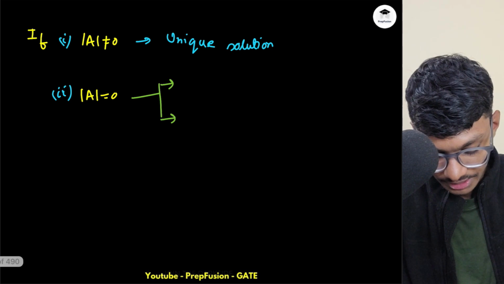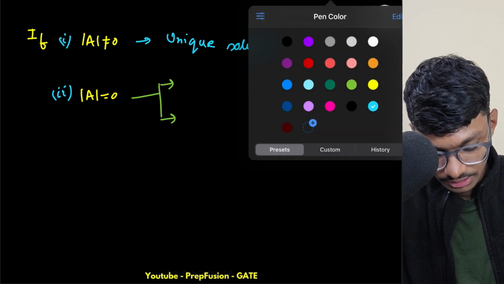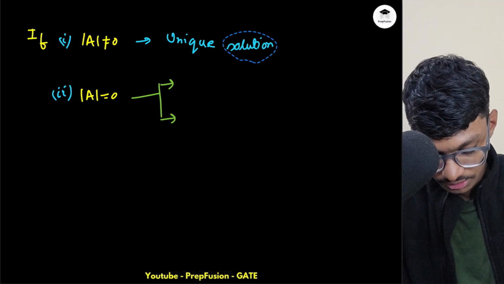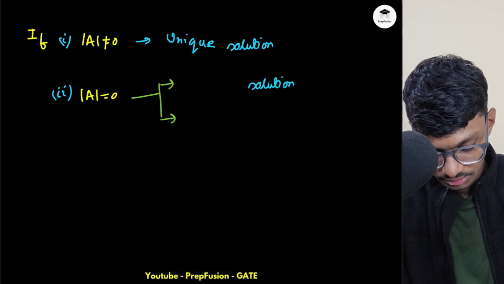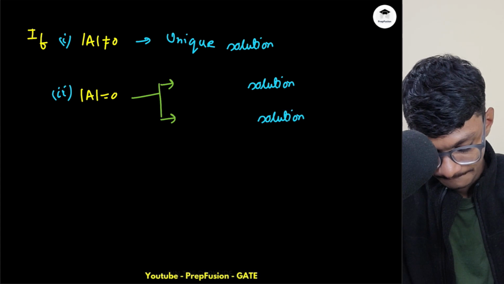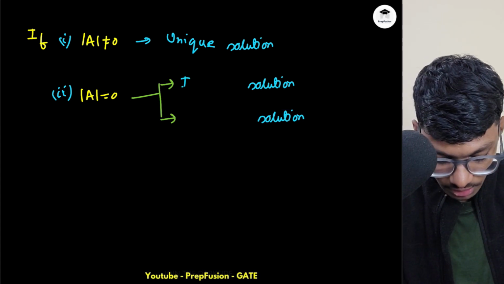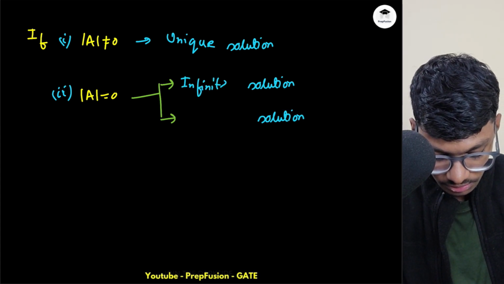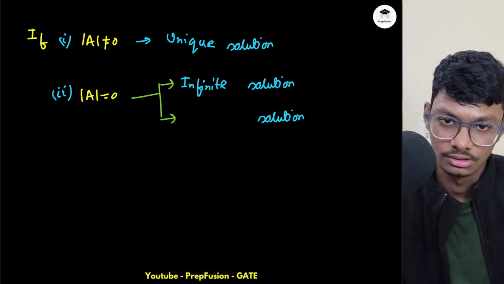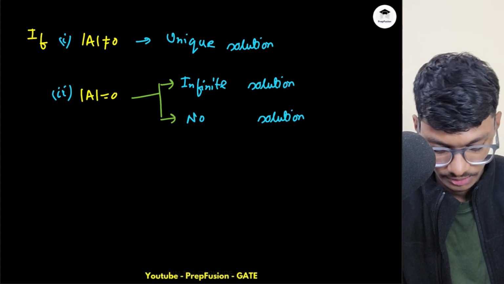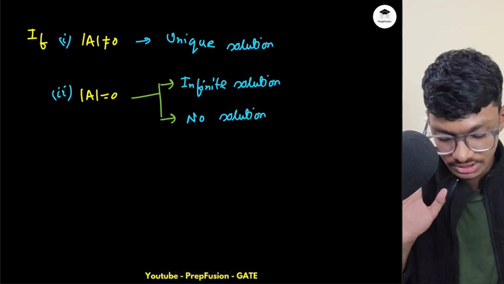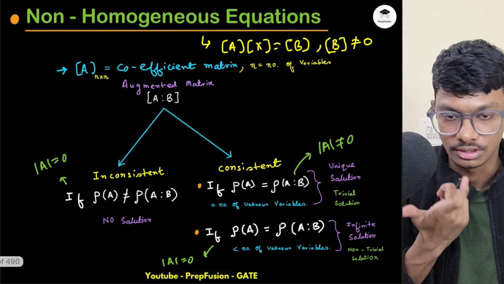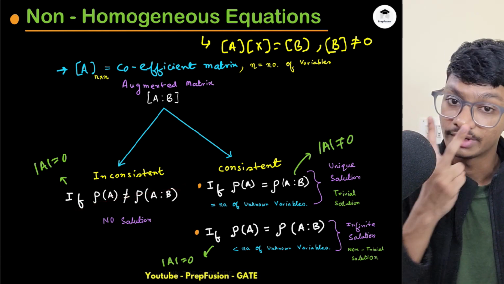Basically it can either be, let me copy this and paste it over here and over here, an infinite solution, or it can be no solution as well. So no solution and infinite solution. This is the summary part, basically the conclusion part. So there can be two sets of solution.